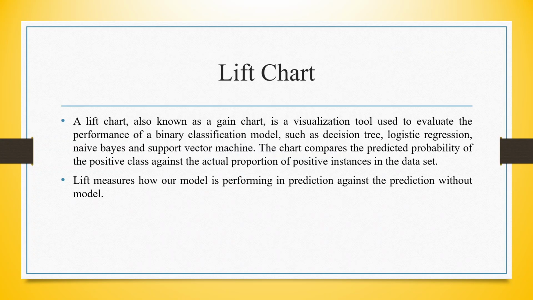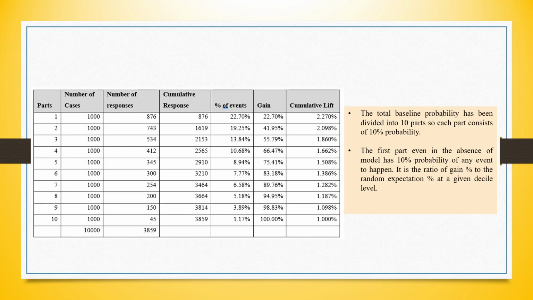Now let's talk about the lift chart. A lift chart, also known as a gain chart, is a visualization tool used to evaluate the performance of binary classification models such as decision tree, logistic regression, naive Bayes, and support vector machine. The chart compares the predicted probability of the positive class against the actual proportion of the positive instances in the dataset. Lift measures how our model is performing in prediction against the prediction without the model.